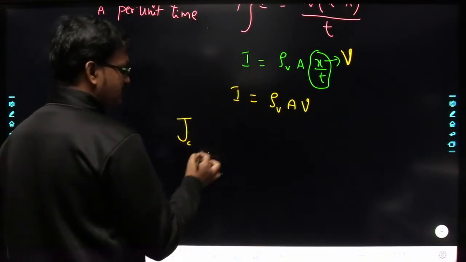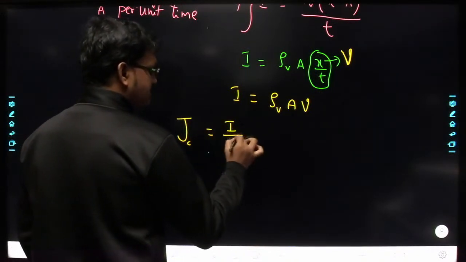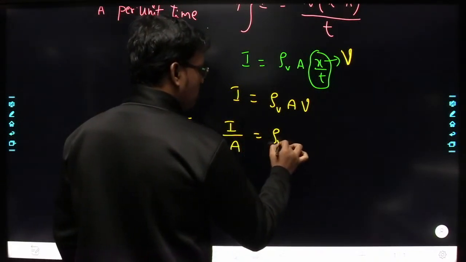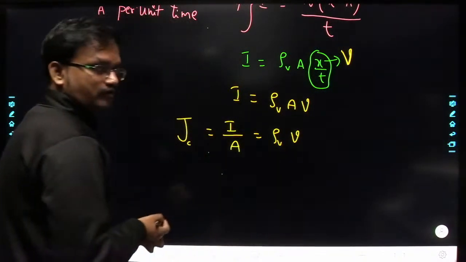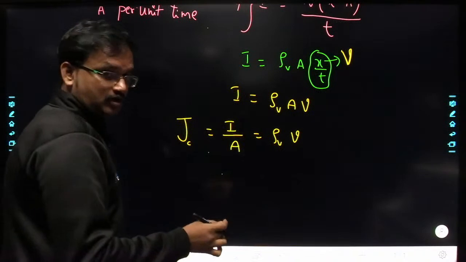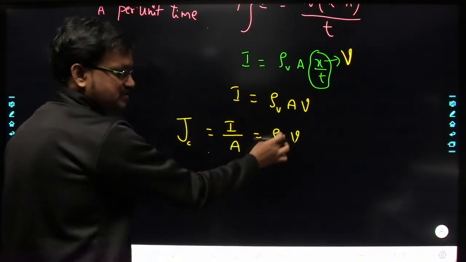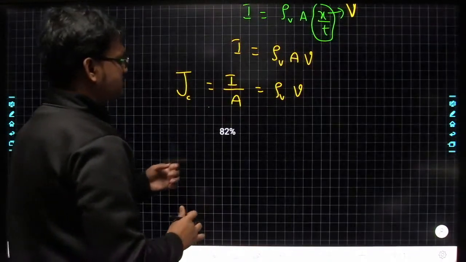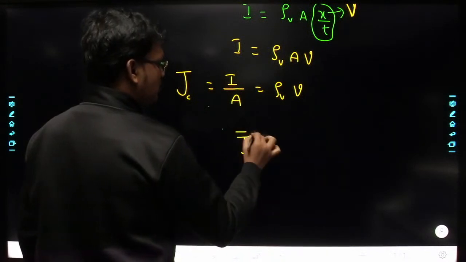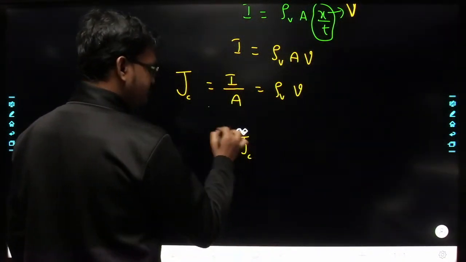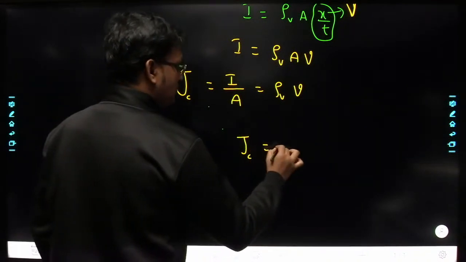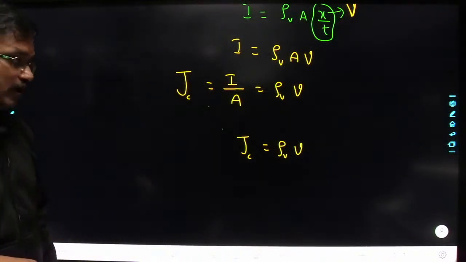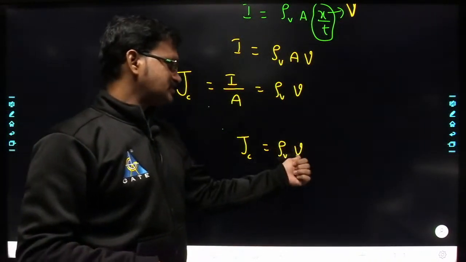So conduction current density JC is equal to I by A, which is equal to rho V into v. See, this subscript V represents volume here, so rho V represents the volume charge density. And this v represents velocity. Understood? So JC is equal to rho V into v. Okay, so now tell me the velocity here.